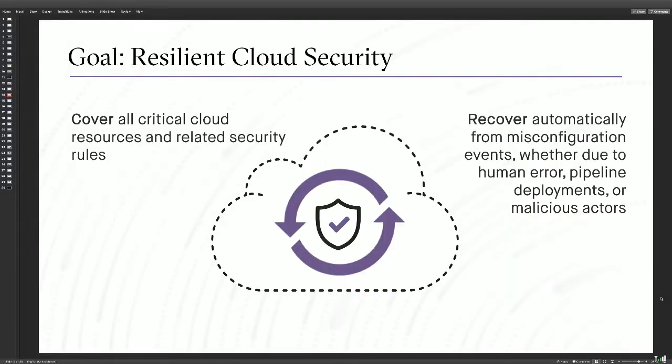So our goal, we believe, should be resilient cloud security. It needs to cover all critical cloud resources and related security rules, and it needs to recover automatically from misconfiguration events, whether due to human error, pipeline deployments, or malicious actors.